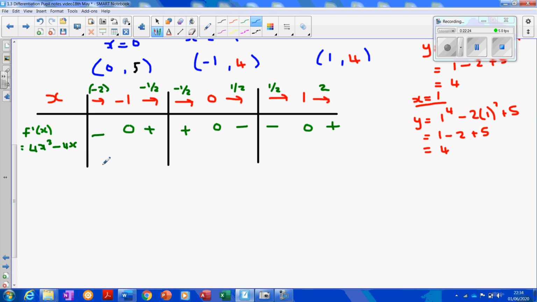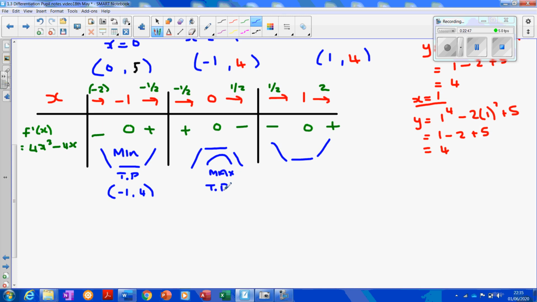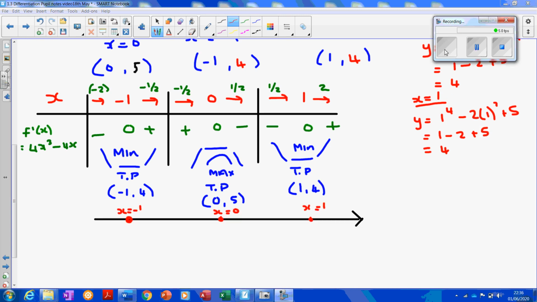Okay, so you don't need to worry about that. Right, so it's sloping downhill, across and uphill. It's sloping uphill, across and downhill. It's sloping downhill, across and uphill. So that means that I've got a minimum turning point, and that minimum turning point was at the point minus 1, 4. I've got a maximum turning point, and that maximum turning point was at the point 0, 5. And I've also got another minimum turning point, and that minimum turning point was at the point 1, 4.